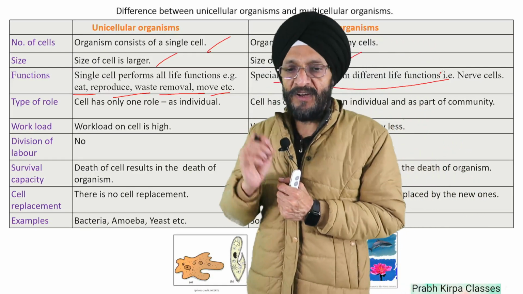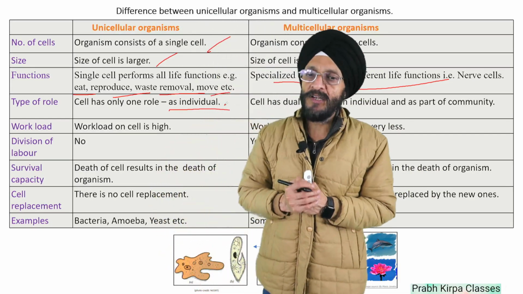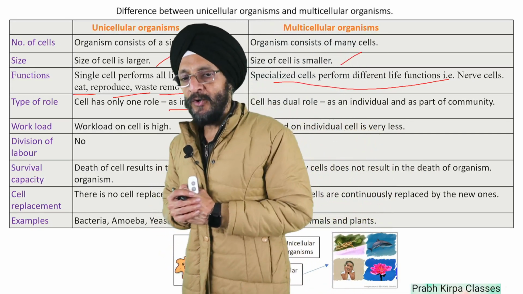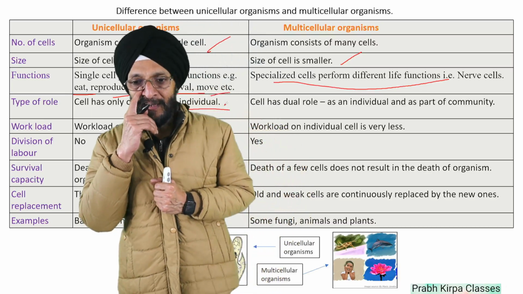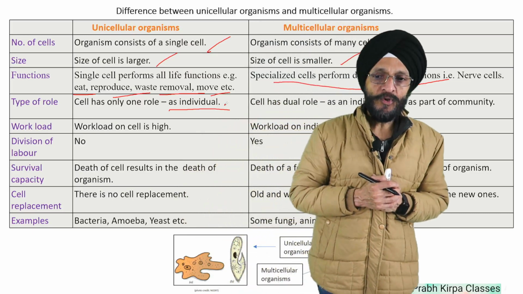Next is type of role. Cell has only one role, that is as an individual. In the case of multicellular organism, cell has dual role, as an individual and as well as part of the community.